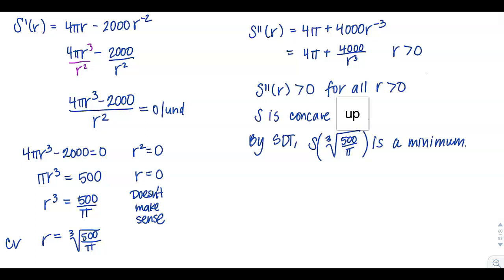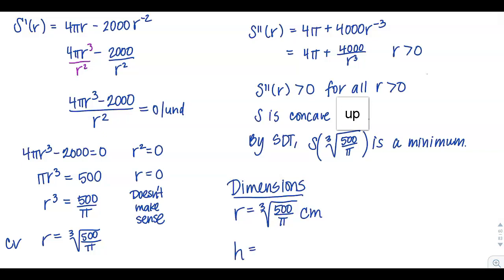The question asked us what dimensions will use the least material. So the dimensions are the radius and the height. Well, we found the radius, so the dimensions, the radius would be the cube root of that 500 over pi, and the units there are centimeters. So we also need h. We also need the height.